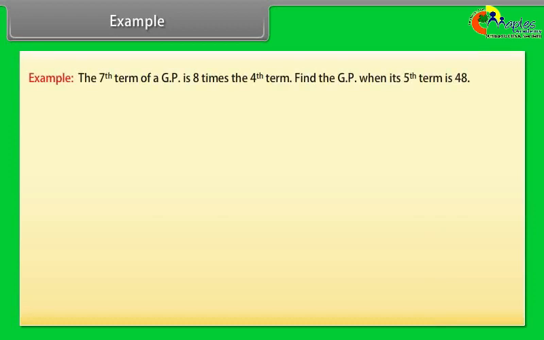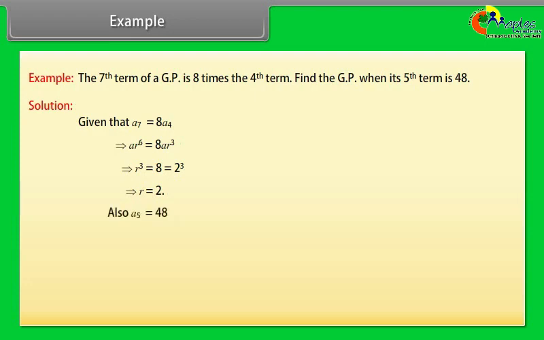Example: the 7th term of a GP is 8 times the 4th term. Find the GP when its 5th term is 48. Solution: given that A7 is equal to 8 into A4, it implies a into r raised to power 6 is equal to 8 into a into r cube. It implies r cube is equal to 8, which is equal to 2 cube. It implies r is equal to 2.